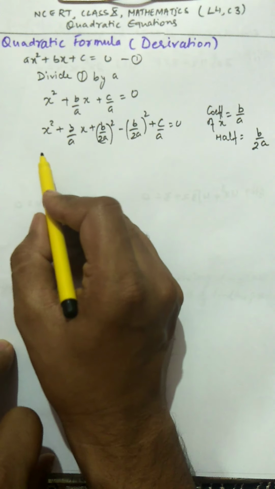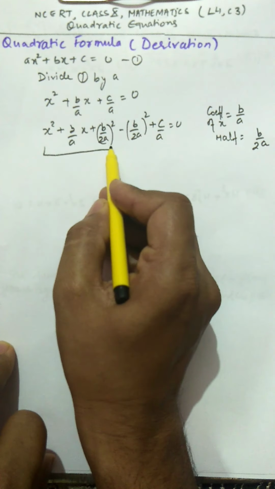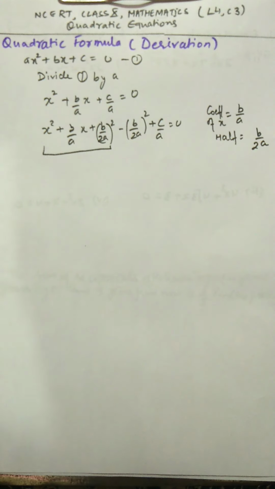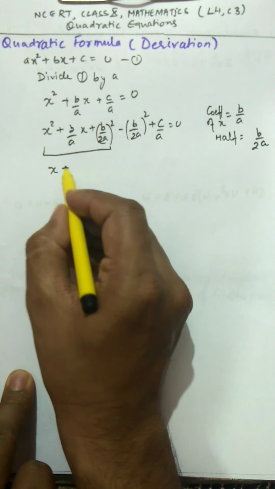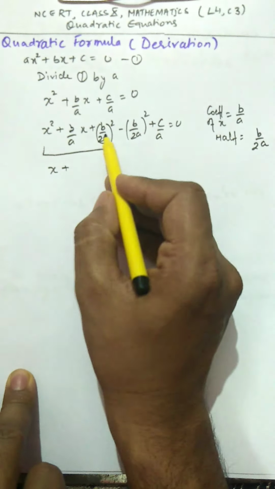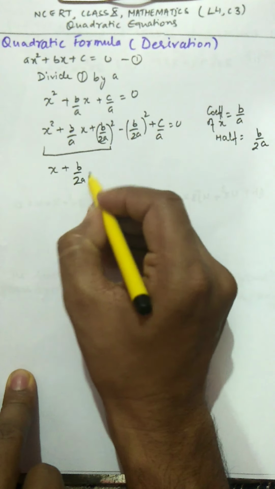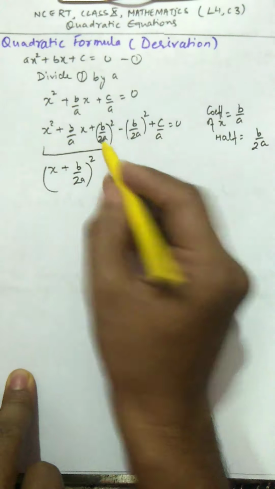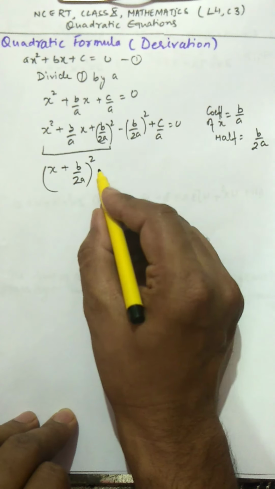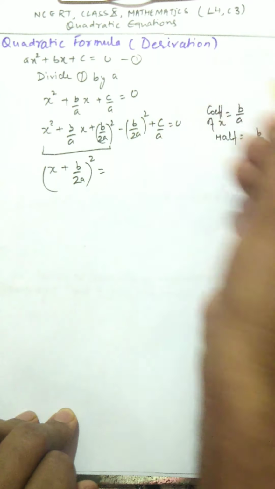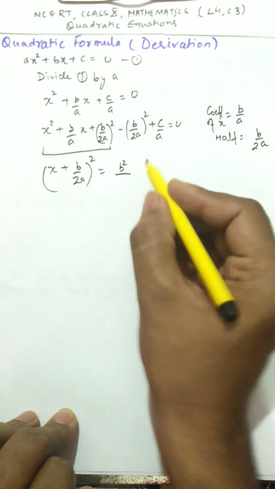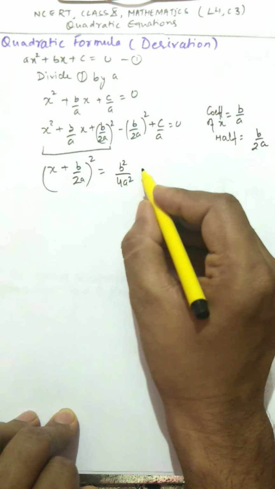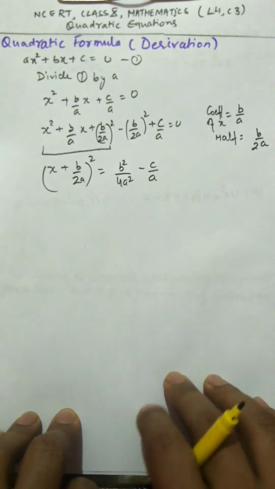So whenever you do like this, your first three terms will always be either x plus a whole square or x minus b whole square. Here you can see that your x is first, this is a square, and this b is b upon 2a, and this is whole square. You can write these three terms as such. Now the rest of these terms you bring to the RHS, so it becomes b square upon 4a square, and this is minus c upon a.